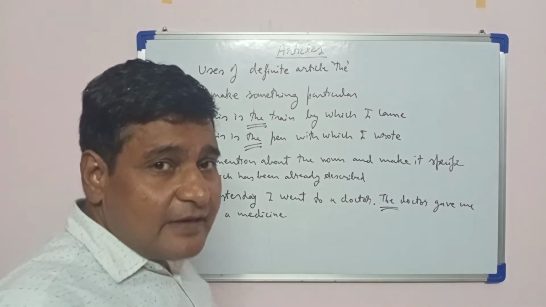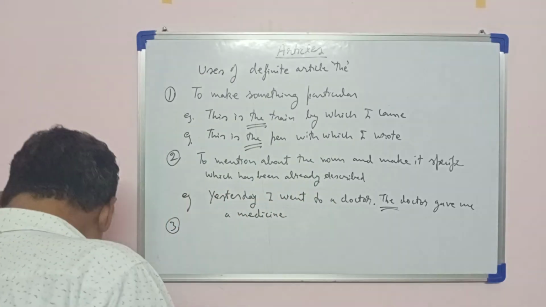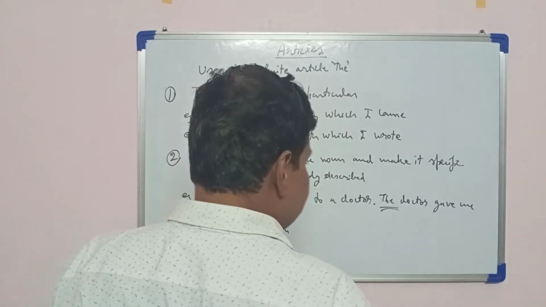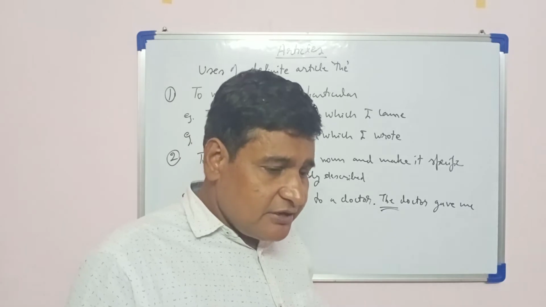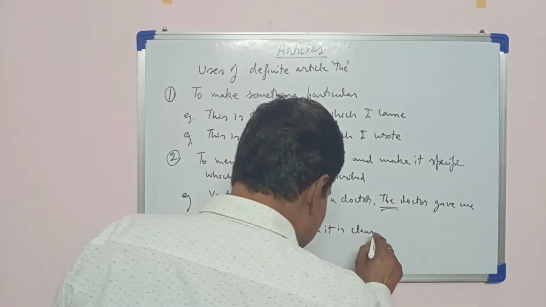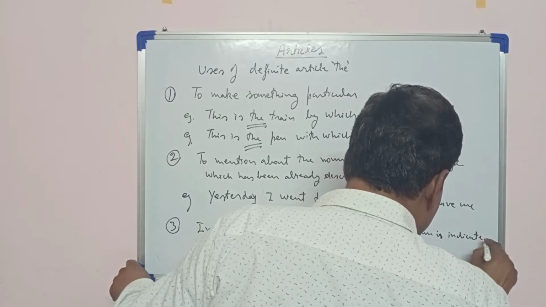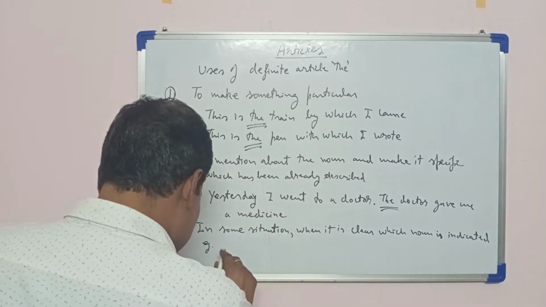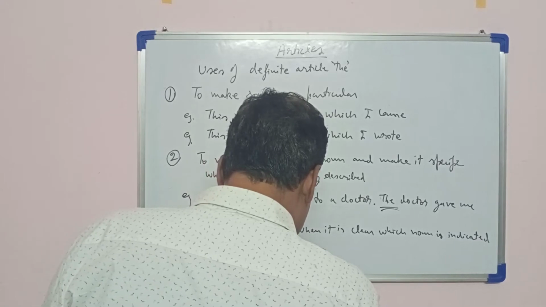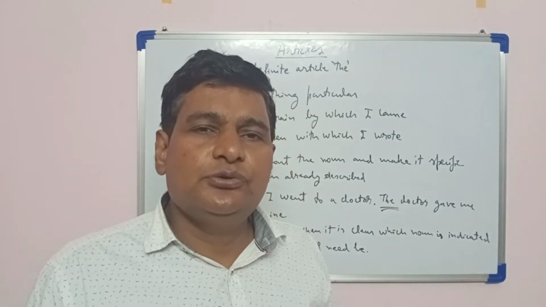Number three. In some situations, we use definite article when it is very clear which noun we are indicating. Okay. For example, use the telephone if need be. Use the telephone if need be, it simply means the telephone that is in the room, you use that.